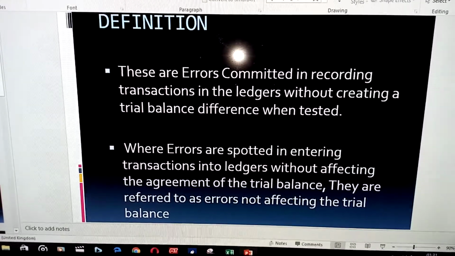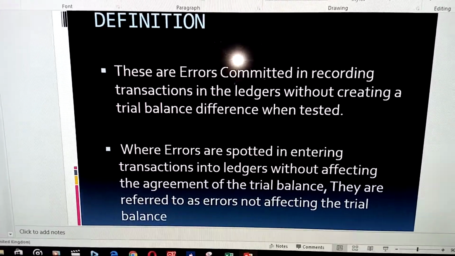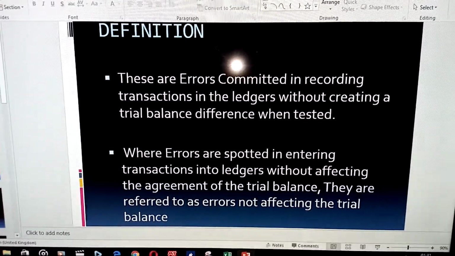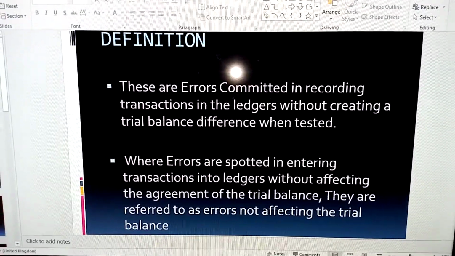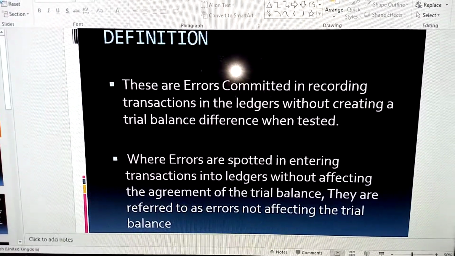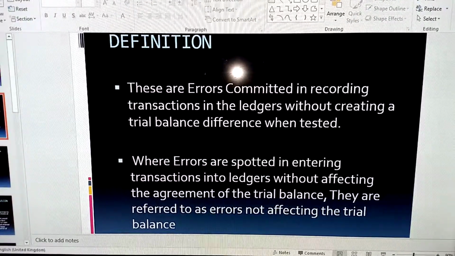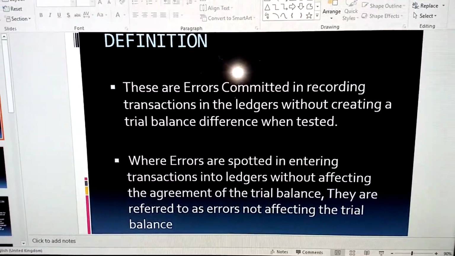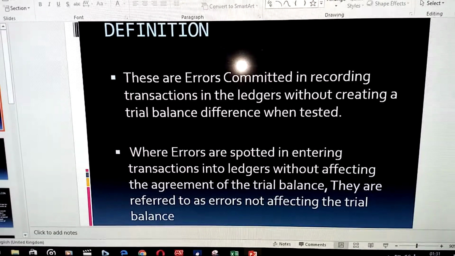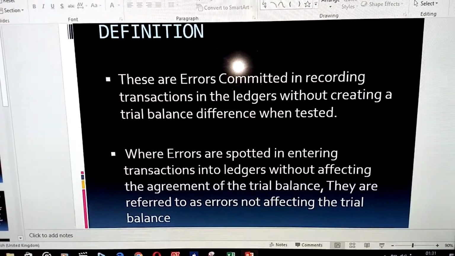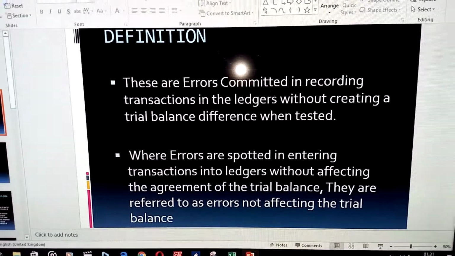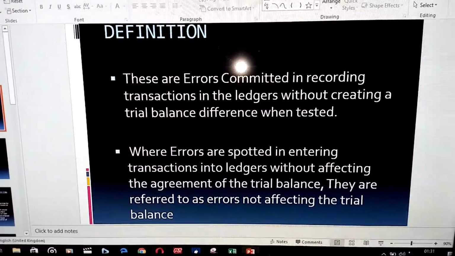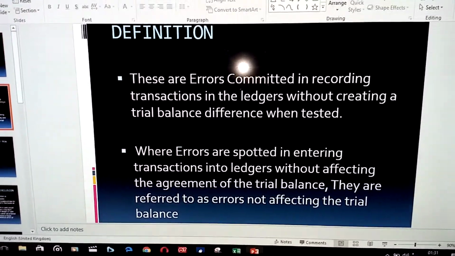In a nutshell, any error that is observed in recording transactions into the ledger that will not throw the trial balance into difference is referred to as an error not affecting the trial balance.